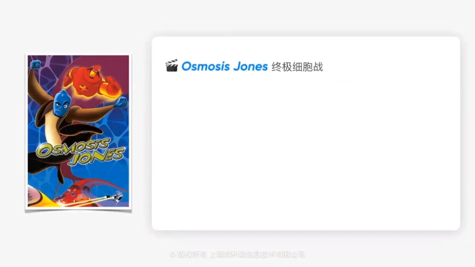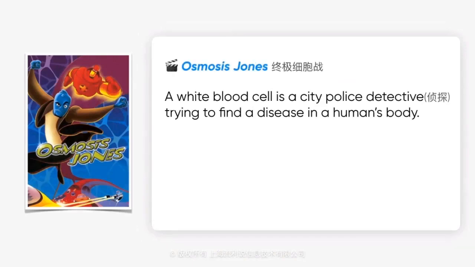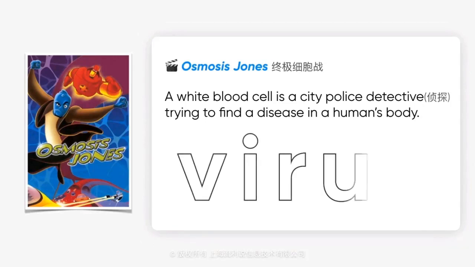In the movie Osmosis Jones, a white blood cell is a city police detective trying to find a disease in a human's body. With the help of his medicine pill friend, he moves through the veins and arteries to get to different parts of the body to find the criminal virus.